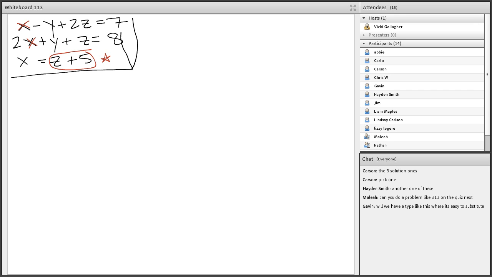And again, the reason why I knew that it was kind of easy to substitute on this one is because the x was all by itself down here. That doesn't mean you can't do elimination. You could take the top two equations and do elimination.